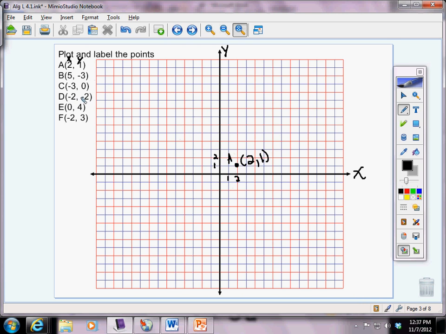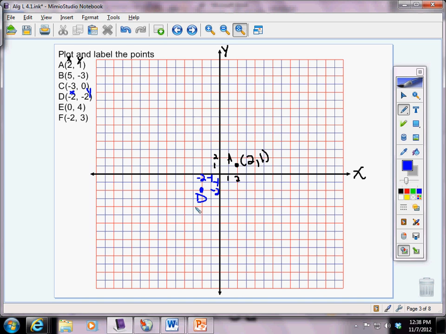Let's look at another example. Let's look here at D, negative 2, negative 2. Again, our negative direction, negative 1, negative 2, and then going down negative 1, negative 2. Our x-coordinate here, negative 2, says I'm going to go in the negative direction 2, so to the left. And our second one, our y here, means we're going to go down 2. So over 2, down 2 ends up being right here.